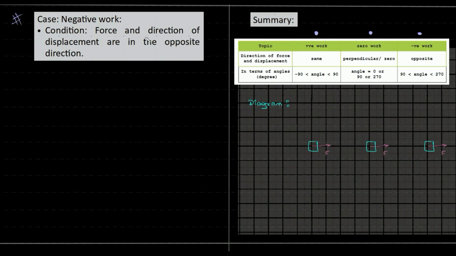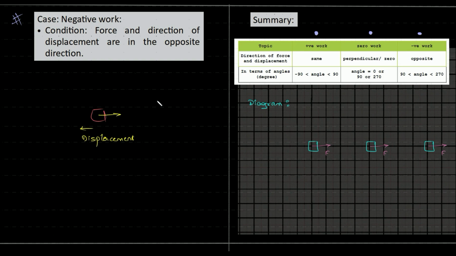The condition is that force and the direction of displacement are in opposite directions. Very simple. If I push an object to the right but it's moving to the left, basically it should be opposite. I'm not going to talk about all the cases. If I push it to the left, the displacement is to the right. If I push it up, the displacement is down. If I push it down, the displacement is up. If this happens, my contribution is negative. That is, I'm slowing it down.